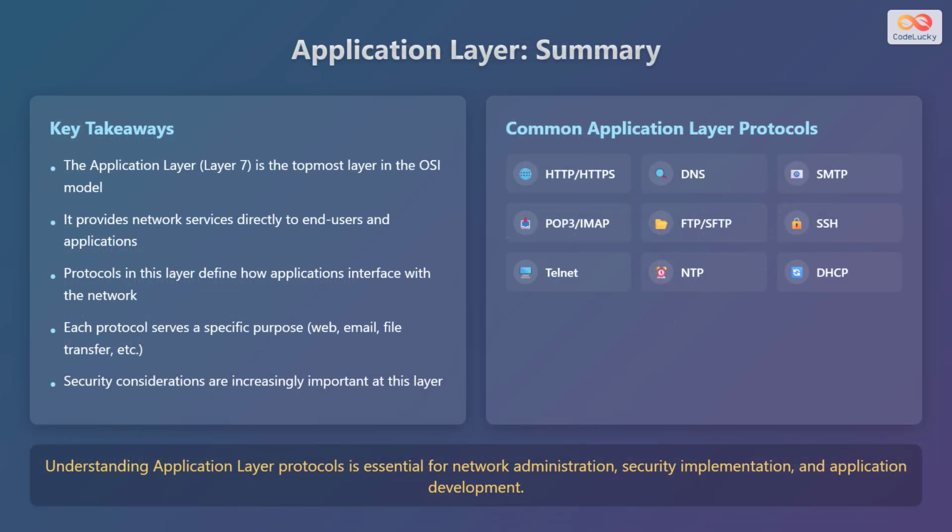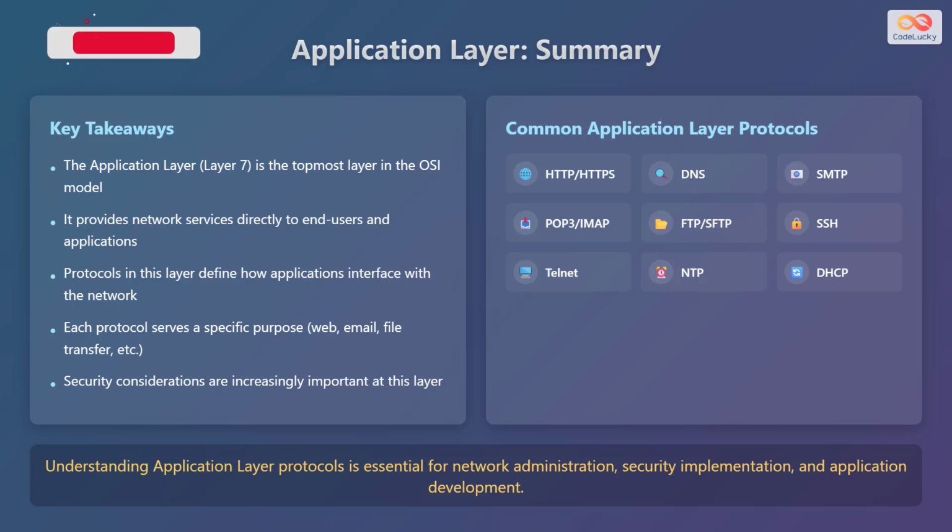Let's summarize what we've learned about the application layer. The key takeaways are that the application layer, Layer 7, is the topmost layer in the Open Systems Interconnection, or OSI model. It provides network services directly to end users and applications. Protocols in this layer define how applications interface with the network. Each protocol serves a specific purpose like web, email, file transfer, etc. And security considerations are increasingly important at this layer.